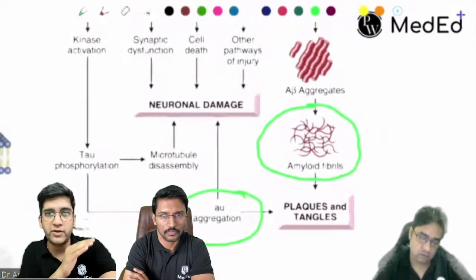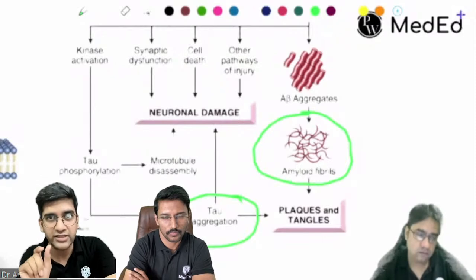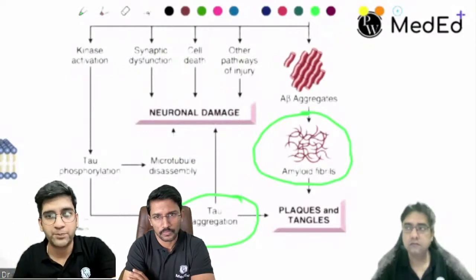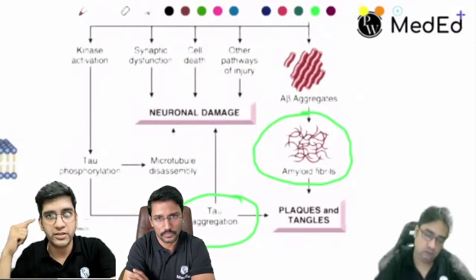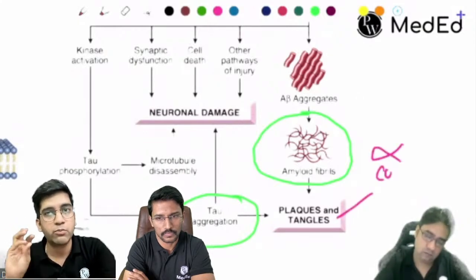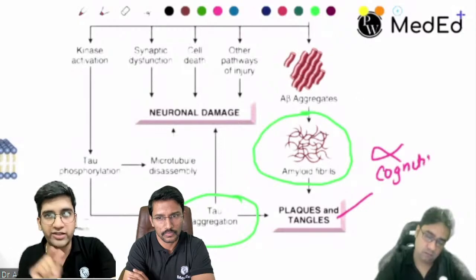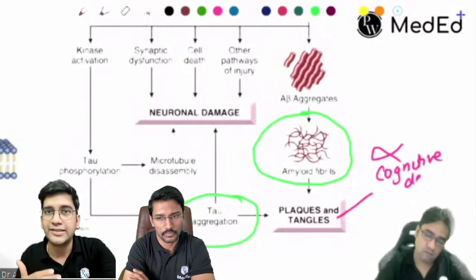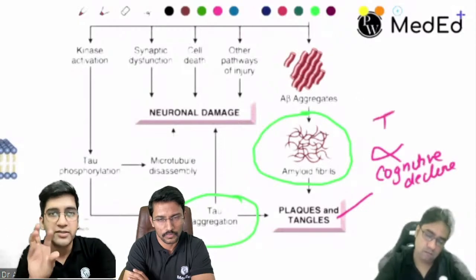What is said over the period of research is the amount of tangles determines the cognitive decline. The more tangles present in the brain, the more prominent the cognitive decline becomes. Plaques are not important for me. Plaques have more amyloid, right? So the amount of tangles is equivalent to the cognitive decline. This can come in a prospective MCQ. Okay, so just zoom out.